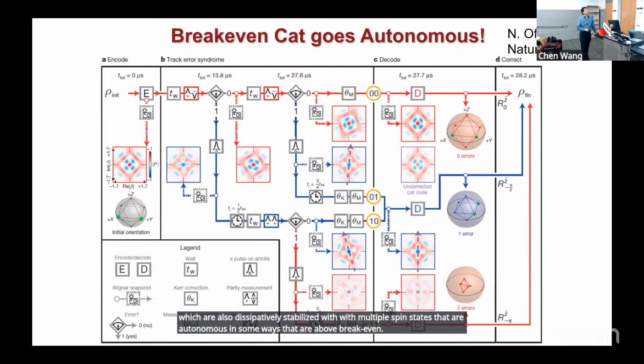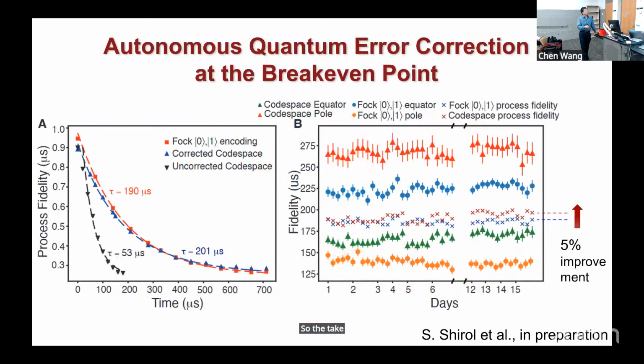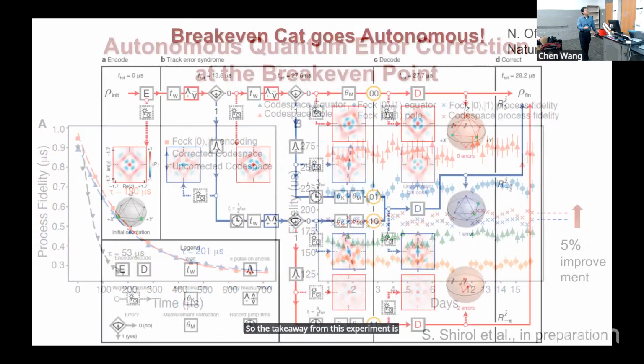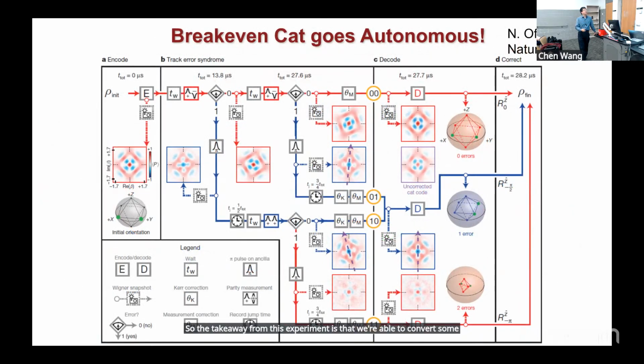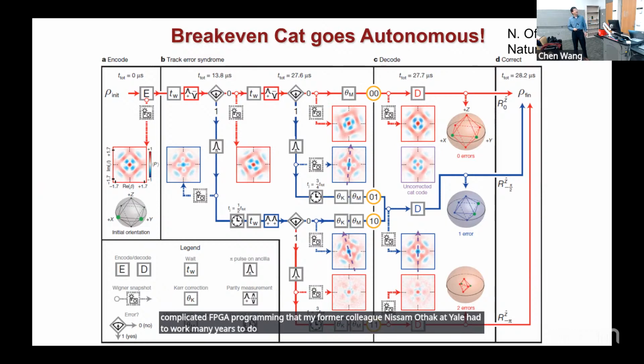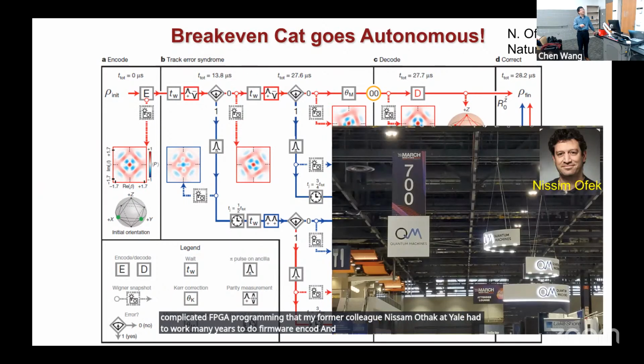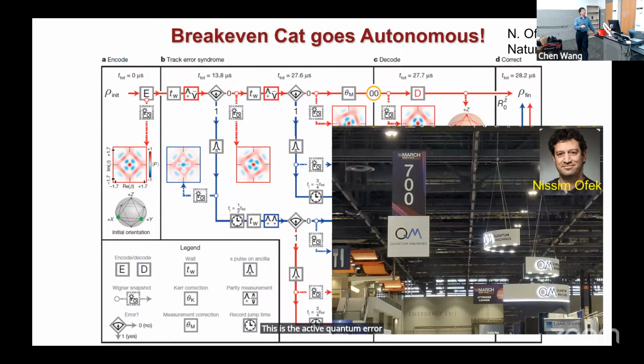So the takeaway from this experiment is that we're able to convert some really complicated FPGA programming, that my former colleague, Nissim Ofek at Yale, had to work many years to do firmware encoding. And eventually, this technology has transformed into this company that he co-founded that is worth a lot of money. This is the active quantum error correction. It's very difficult to do, even though it's becoming much easier today with all the technology improvement.